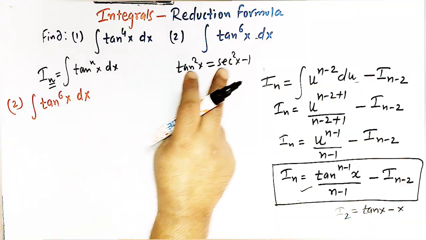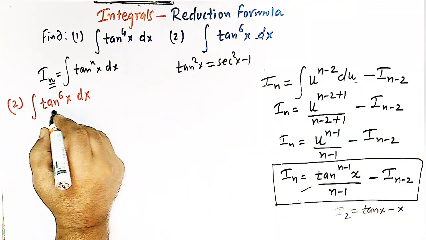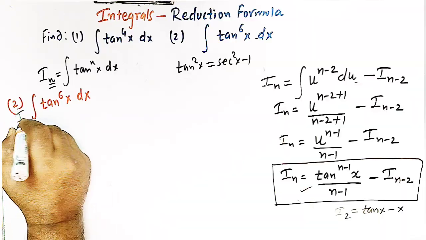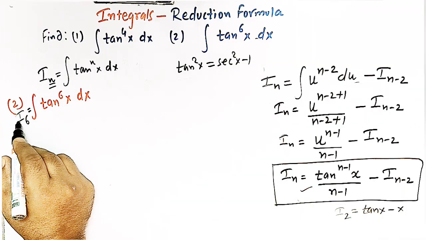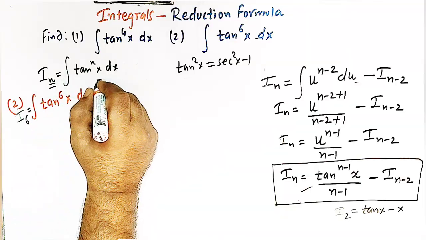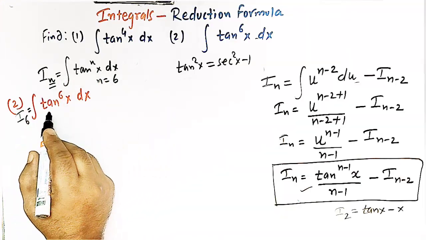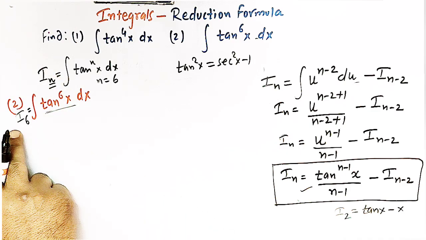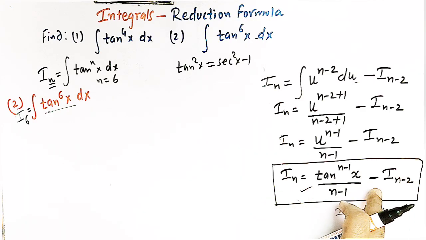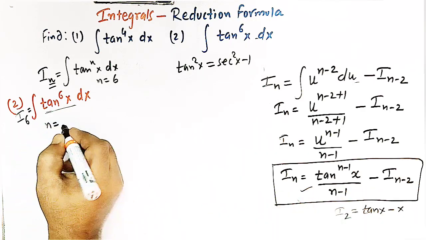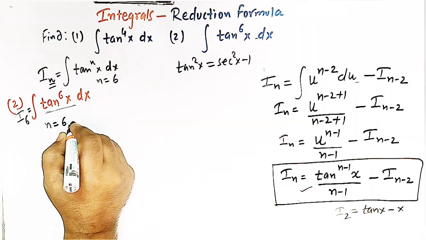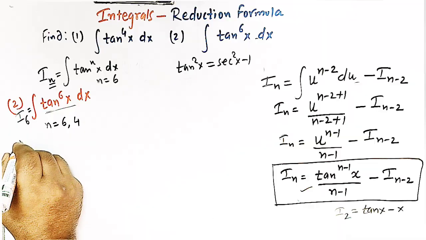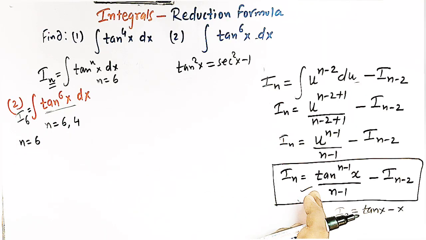So now let us find the value of this indefinite integral. Here we have tan x raised to 6, so we have to find the value of the integral, that is I6. If we take n is equal to 6, then the integrand is tan x raised to 6. Now let us substitute in this reduction formula the values of n as 6 and 4, right? First we'll substitute n is equal to 6 in this reduction formula.